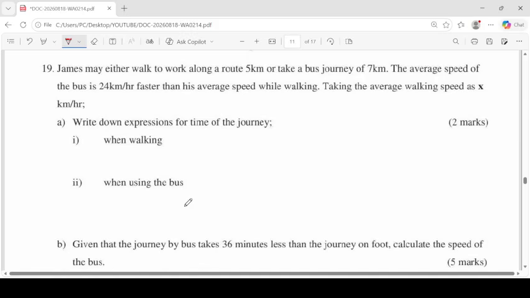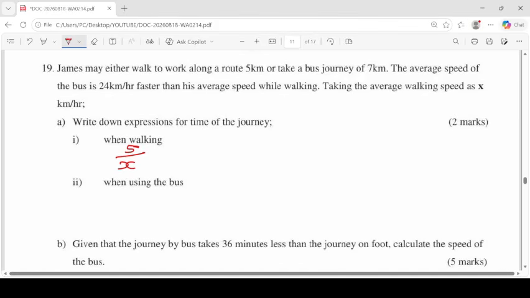So the question is, James may either walk to work along a route of 5 kilometers or take a bus journey of 7 kilometers. The average speed of the bus is 24 kilometers per hour faster than his speed while walking. Taking the average speed while walking as x kilometers per hour, write down an expression for the time of journey when walking. How do you get time? Time is distance over speed. So when you are walking, this person will cover a distance of 5 kilometers, divided by a speed. The speed of walking is x. So the expression there becomes 5 over x.